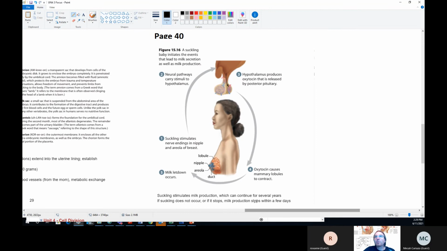Another important thing is the hormone oxytocin. So oxytocin basically stimulates lactation. So essentially, by a baby starting to suckle, oxytocin is released, and oxytocin actually causes the breasts to release milk. Oxytocin also causes contractions of the uterus. So oxytocin is also released just before birth, basically, to get the uterus to start contracting.